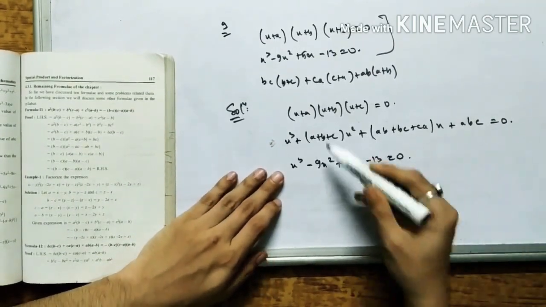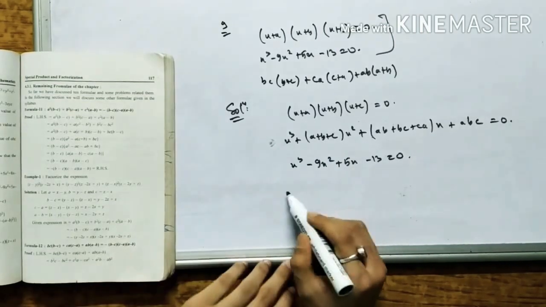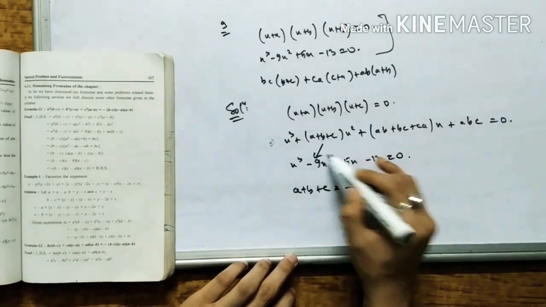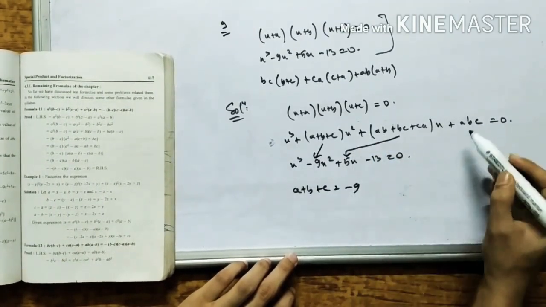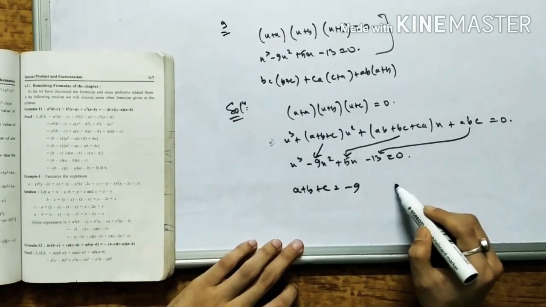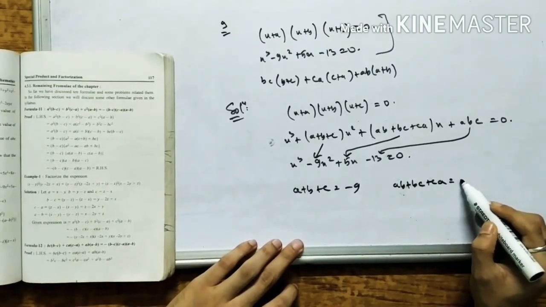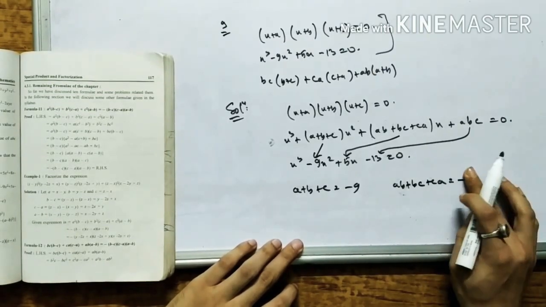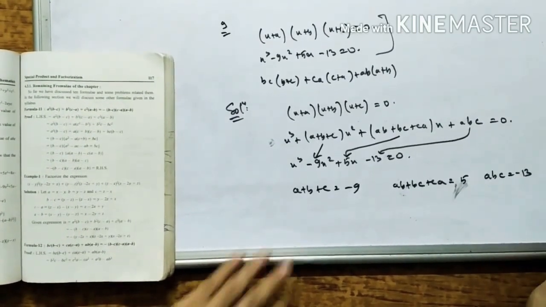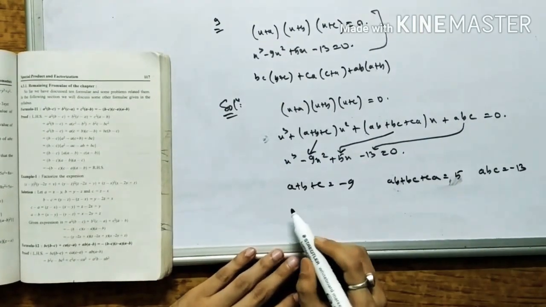Yes, these two equations are same. So therefore if I equate their coefficients, a plus b plus c is equals to minus 9 I will get. Then again ab plus bc plus ca is equals to 5 I will get, and abc is equals to minus 13 I will get.